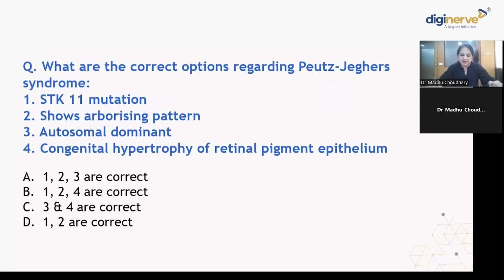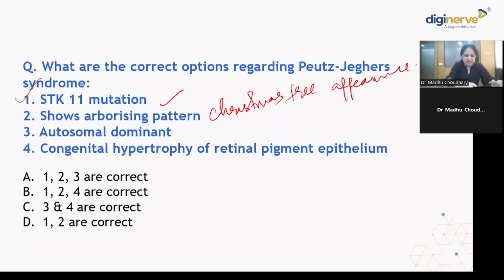STK11 mutation. Yes, we do see STK11 mutation in Peutz-Jeghers syndrome. Does it show arborizing pattern? What do they mean by arborizing pattern? The Christmas tree appearance, and we do see it in PJ syndrome, right? So this is also correct. And autosomal dominant, again, this is also correct.